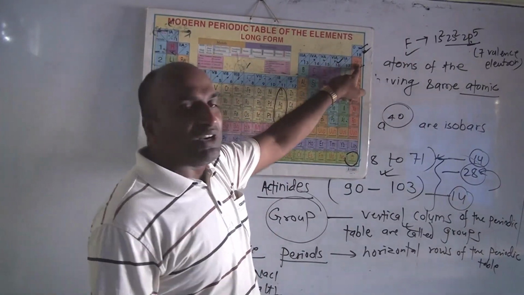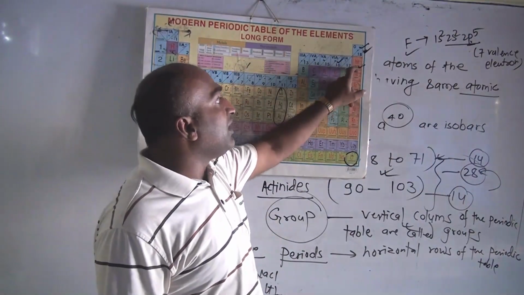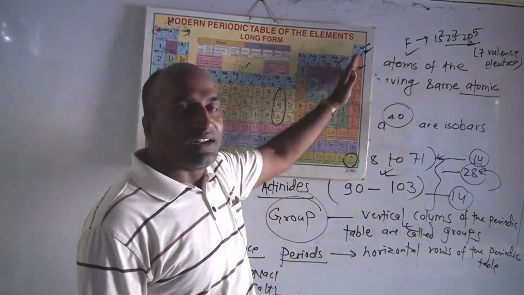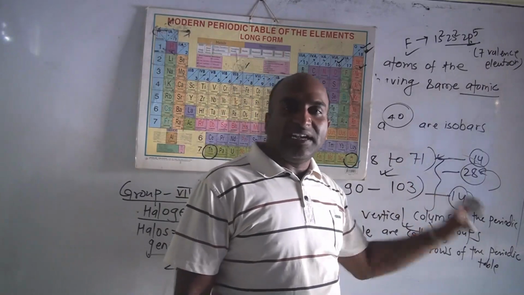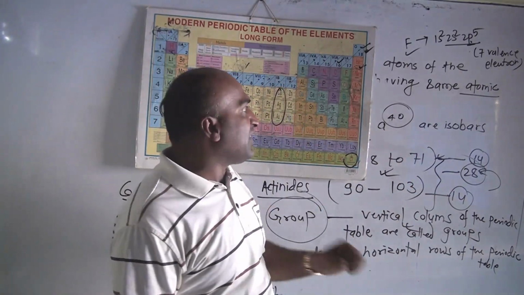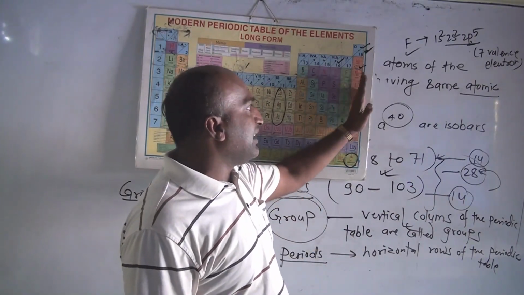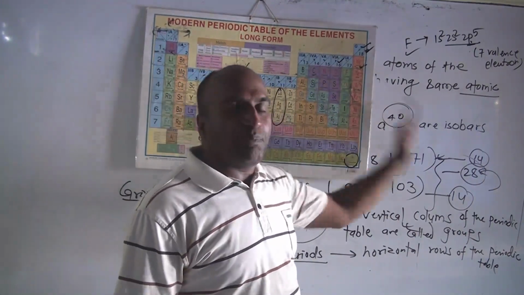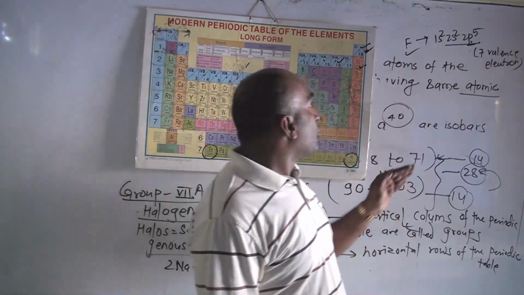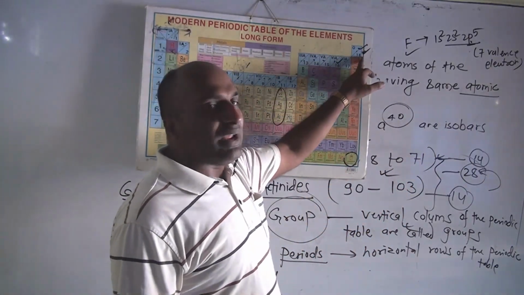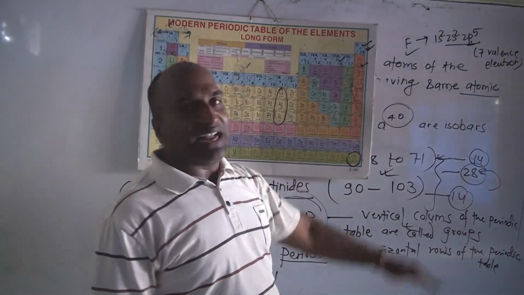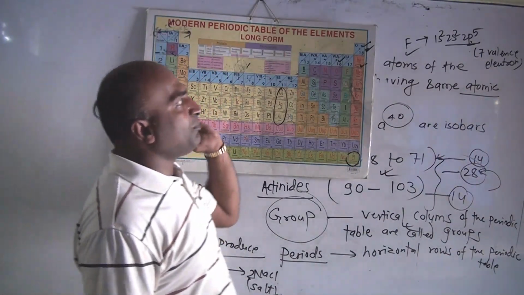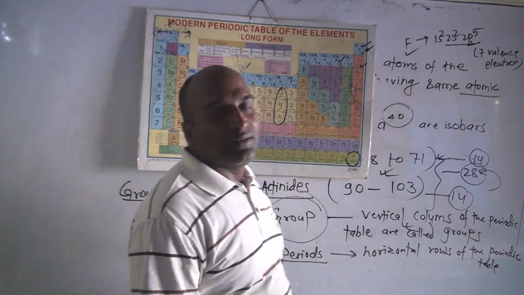Helium completes a duplet and it is chemically inert. Then neon, argon, krypton, xenon, radon. These elements have 8 electrons in their valence shell, so they are chemically inert and do not take part in chemical reactions, and they are kept in group 0, or we can say group 18. They are placed on the extreme right side of the modern periodic table.